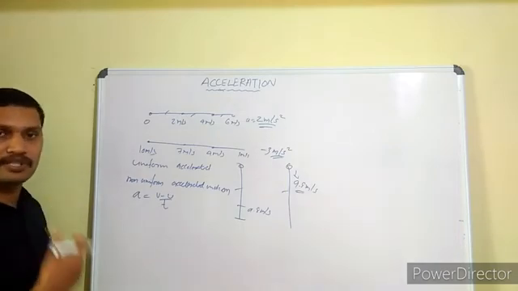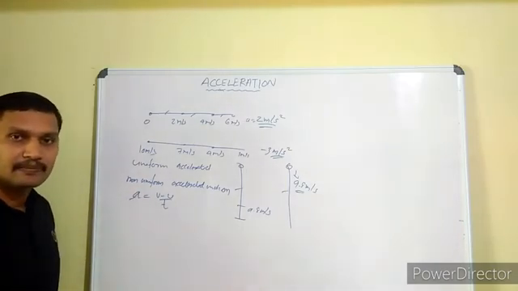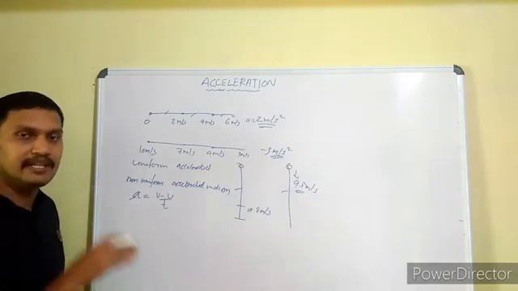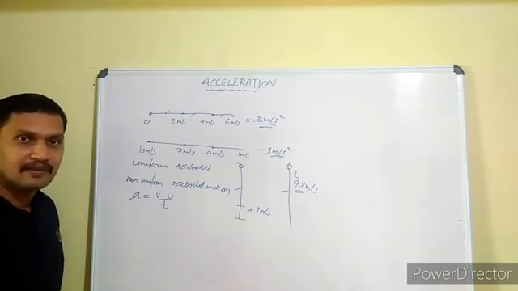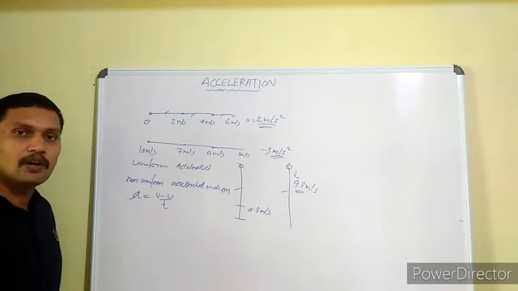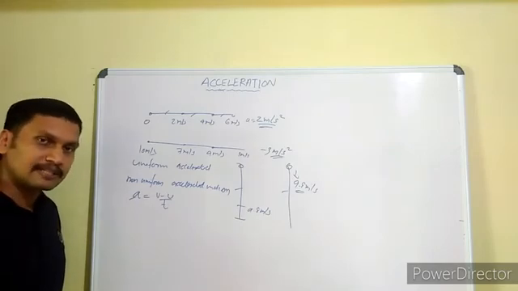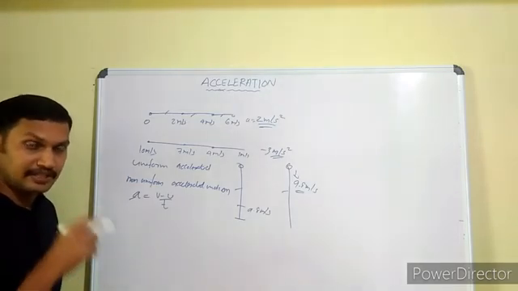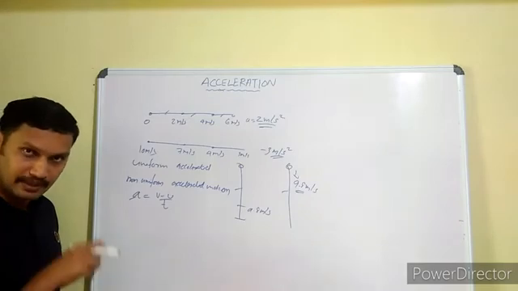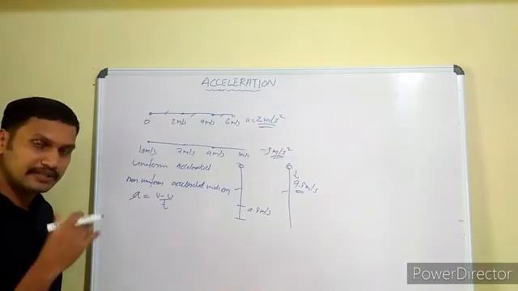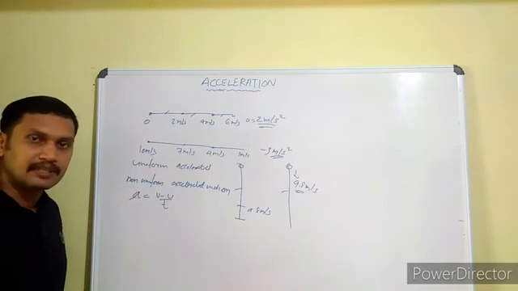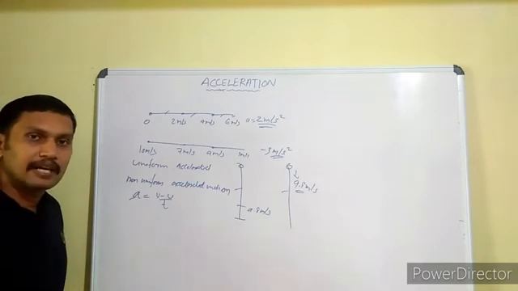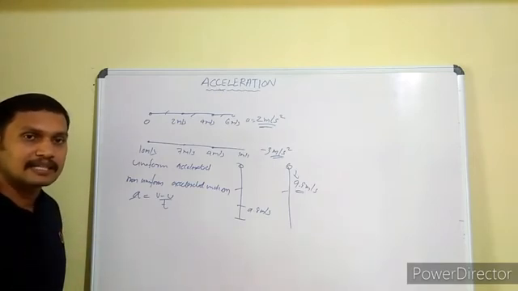a can be positive or negative. If the velocity increases, a is positive. If velocity decreases, a is negative. And acceleration can be uniform or non-uniform. If the change in velocity is constant in equal intervals of time, it is a uniform accelerated motion. If the magnitude of change in velocity is not constant in equal intervals of time, it is a non-uniform accelerated motion.